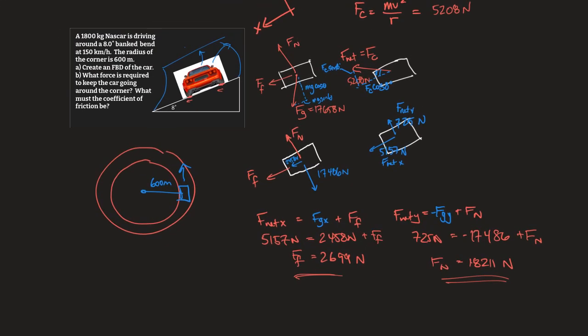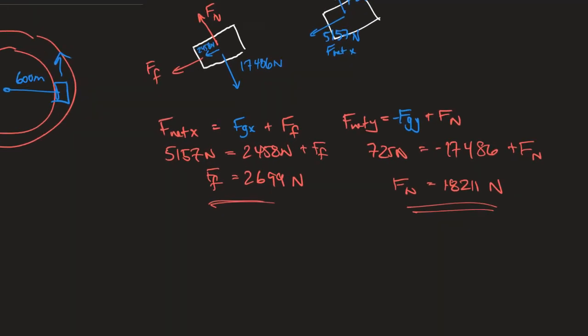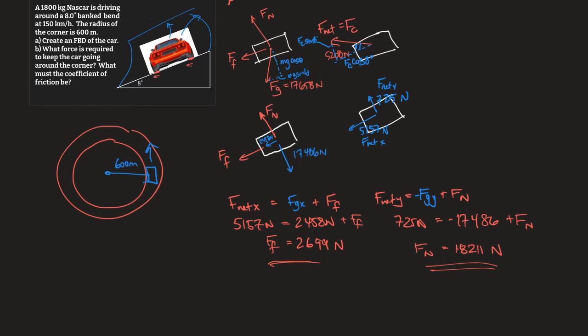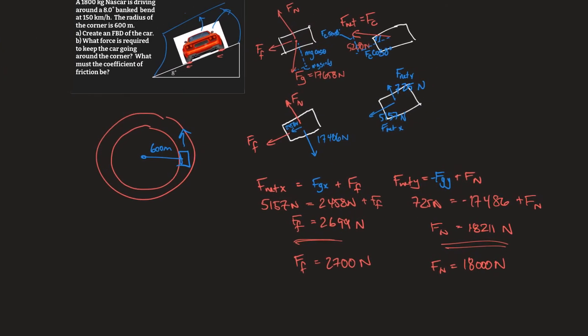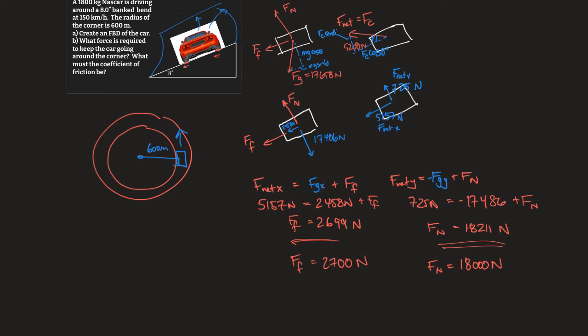The second part of the question asks, what force is required to keep the car going around the corner, and what must the coefficient of friction be? To keep the car going around the corner, we know the friction force needs to be 2699 newtons, so about 2700 newtons. Let's put these in fewer significant figures; 2 significant figures works for this question. 2700 newtons, and the normal force is about 18,000 newtons, right? The force of friction is the force that needs to keep the car going around the corner. And if the tires couldn't provide this force, then the car would spin out or go off the edge of the road.